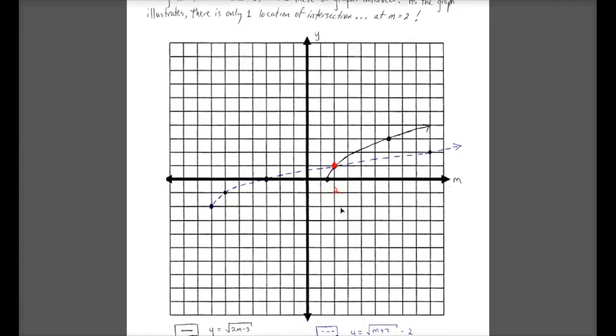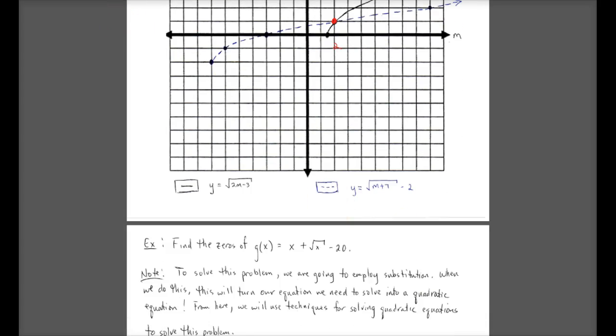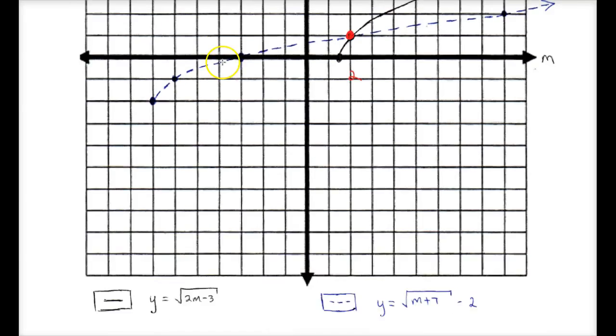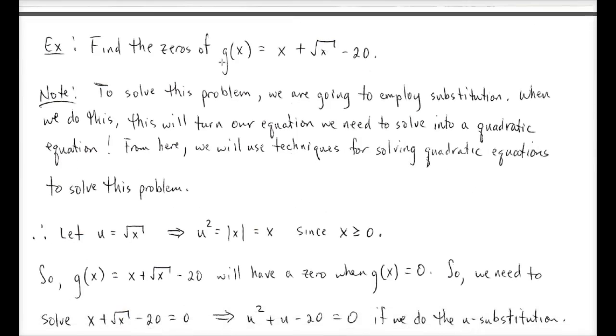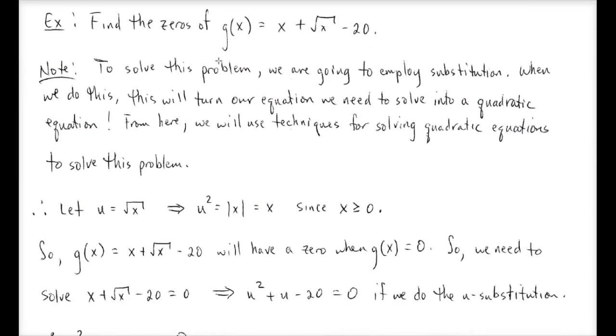Okay, all right, so let's go back here and look at this next example. If we're asked to find the zeros of this particular function, the function g of x is equal to x plus square root of x minus 20.